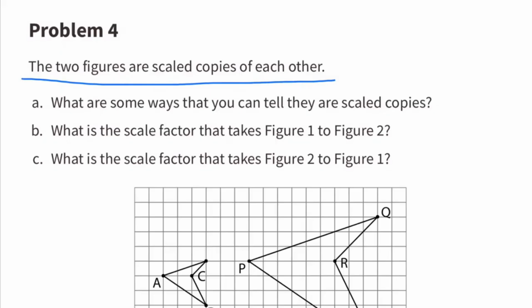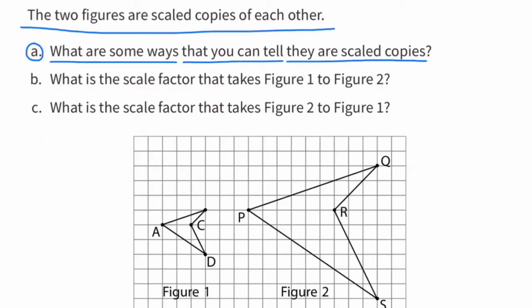Number 4. The two figures are scaled copies of each other. A. What are some ways that you can tell that they are scaled copies?